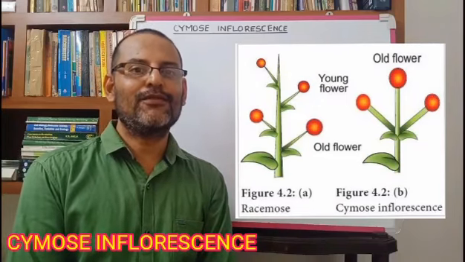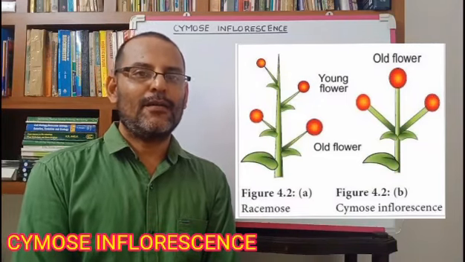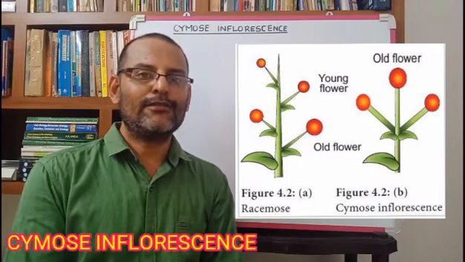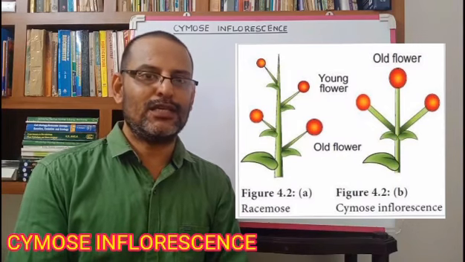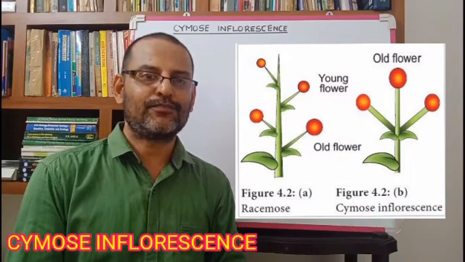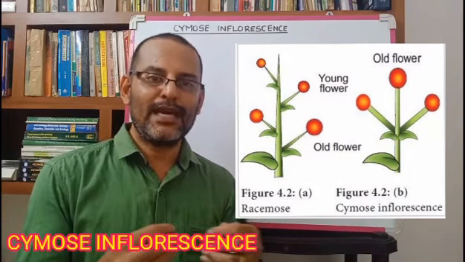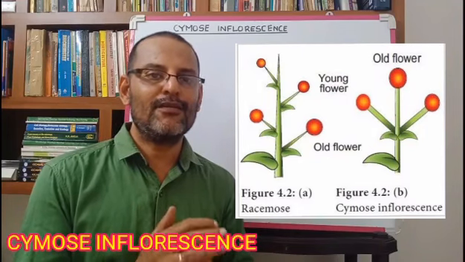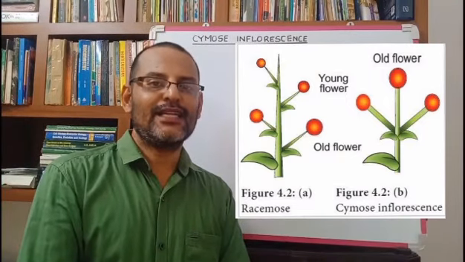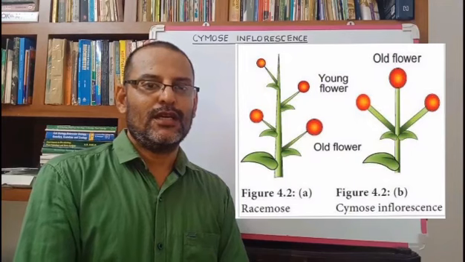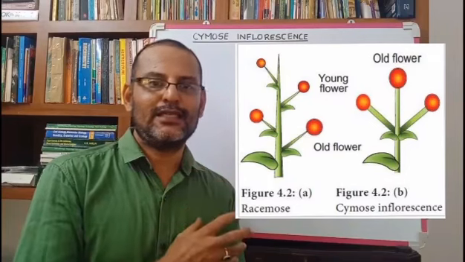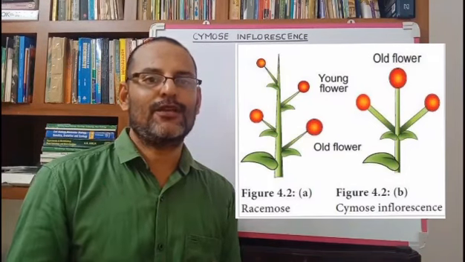Cymose inflorescence is a type of inflorescence where the main axis or the peduncle ends in a flower. So the growth of that branch ends with the inflorescence and lateral branches are originating from the base of the inflorescence. Younger flowers are originating from the base of the lateral side of the main flower or the old flower, first formed flower. Here the flowers are arranged in basipetal succession. Basipetal succession means the mature flowers are seen towards the center and the younger flowers are seen towards the periphery.